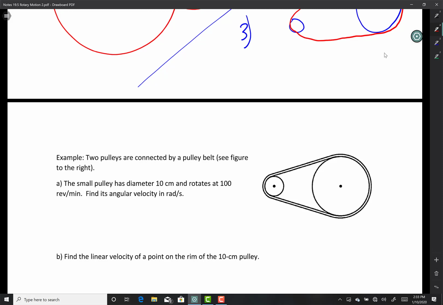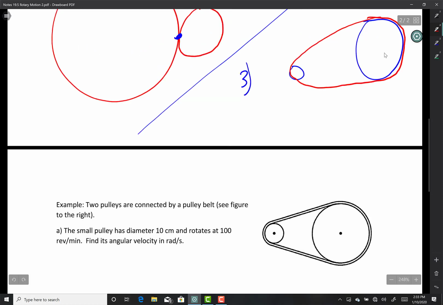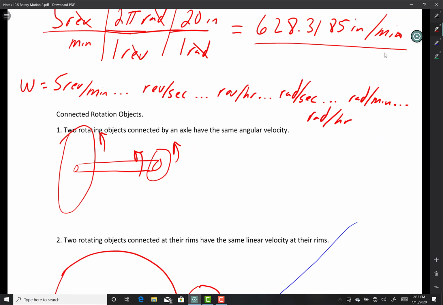Wait, so linear is distance compared to time, right? Yeah, linear is distance divided by time. And then angular is the degree? Angular is degree or spinning, anything that has to do with rotation. Okay, and so how come the first one is angular? It's angular because they're connected by an axle.